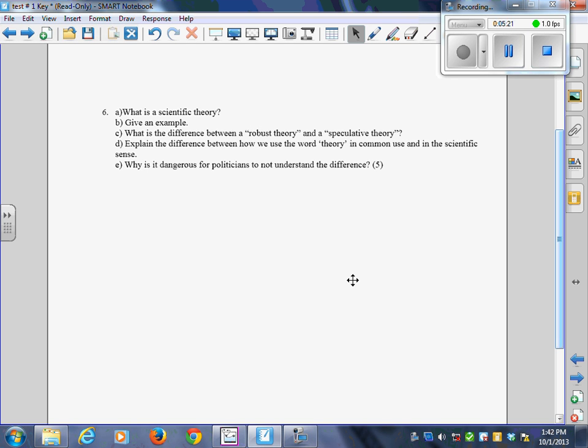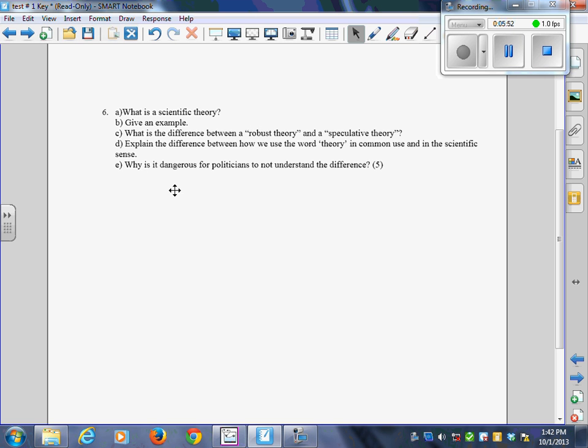Explain the difference between how we use the word theory in common use and in the scientific sense. Well, in the common use, theory really means just a guess, right? No proof. Now, if you put proof in quotations, then you're okay. And in the scientific sense, a theory is an explanation for something. Generally, there is some evidence to support it. Careful with the word proof. Evidence to support is a better statement than proof.